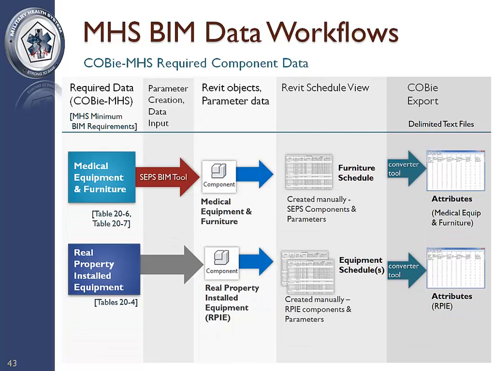Adding custom data fields to the basic COBie workflows may be necessary. MHS requires two categories of components, medical equipment and furniture, and real property installed equipment, be developed in project BIMs and be delivered in the COBie format. The COBie framework accommodates custom data through its Attributes tab. In MHS Revit projects, parameters for both categories will be added to those components in the model, and Revit schedule views will need to be created to display data for the components. These schedules will be exported from Revit as text files and transferred to a COBie formatted attribute sheet.